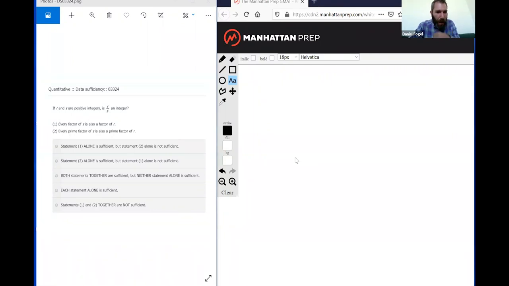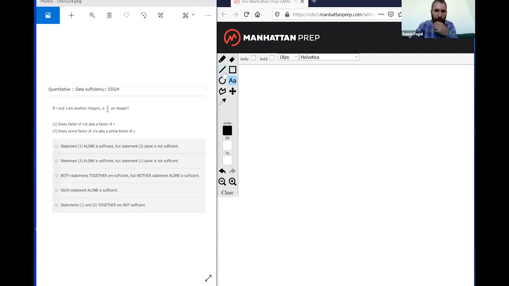Okay. All right. Statement 1. Every factor of S is also a factor of R. Okay, well, S is a factor of S, so if S is a factor of R, then S is a factor of R. That was my question. Don't need to write anything for that. That one's just straight to the rephrase. All right, statement 2 here. So we're down to A and D on our grid. All right. Every prime factor of S is also a prime factor. Prime factors.